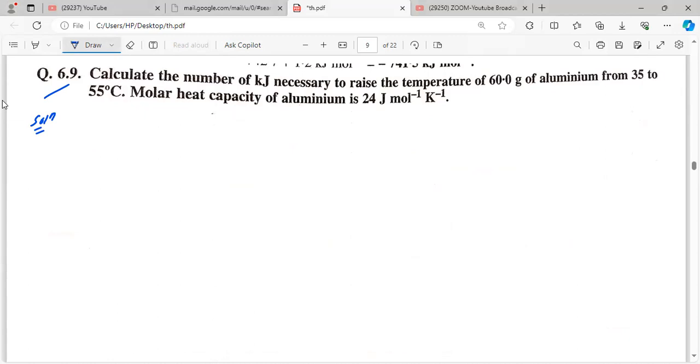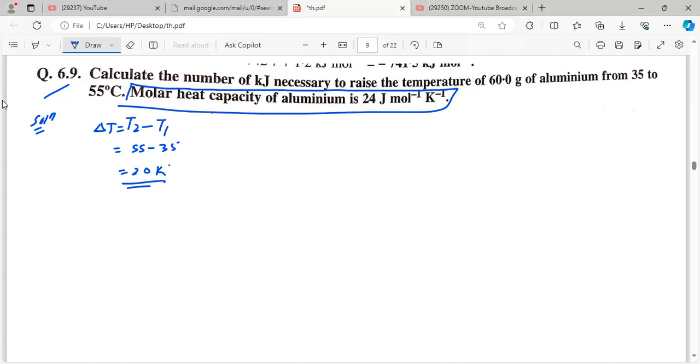First of all, we have to take this temperature into Kelvin. So this delta T will be 20 Kelvin only. Delta T is T2 minus T1, which is 55 minus 35, so 20 Kelvin. Whether the change is in degree or Kelvin, it will be the same, 20. They have given the molar heat capacity of aluminum. Molar heat capacity means Cm. How much have they given? 24 joule per mole per Kelvin.